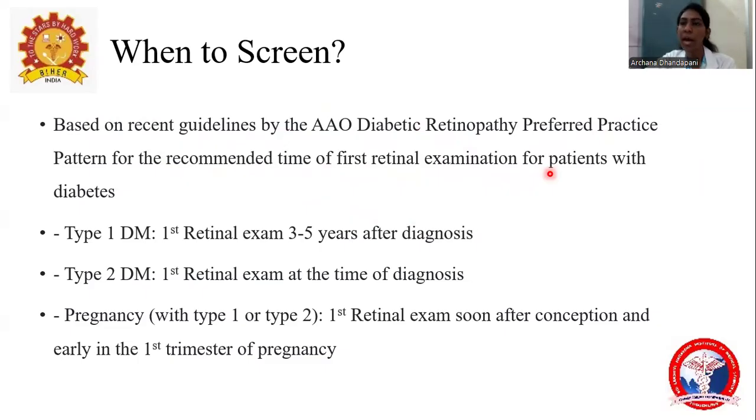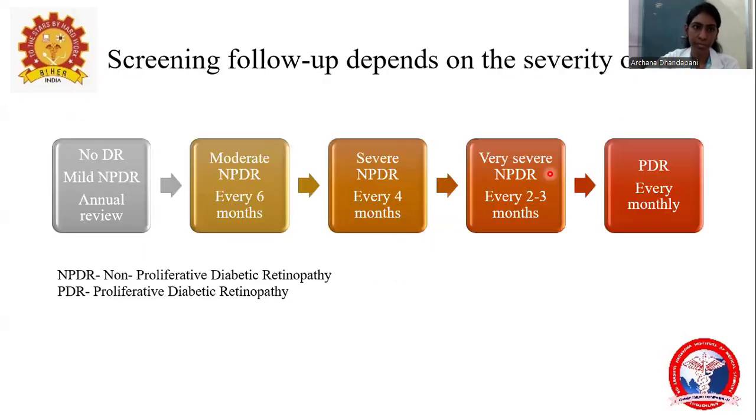Whereas in type 2, at the time of diagnosis itself, we have to do the first retinal examination. And in case of pregnancy, the first retinal examination soon after the conception, that is in case of overt diabetes, and yearly in the first trimester of pregnancy. Gestational diabetes will rarely cause retinopathy changes. And all these patients, after the initial examination, have to be followed up yearly. That is, annual follow-up is necessary for all the patients.